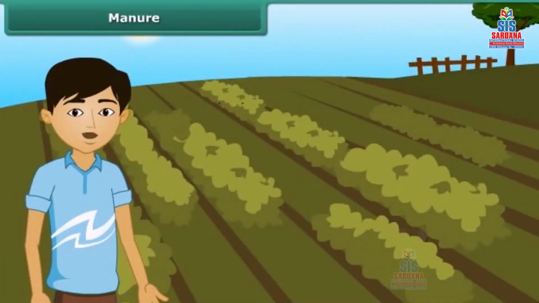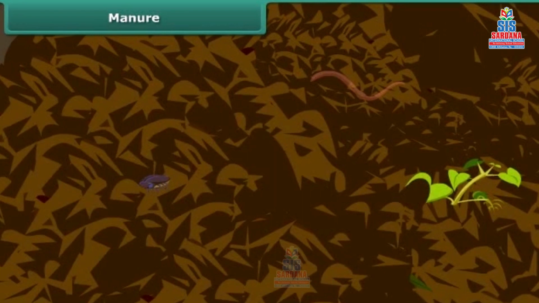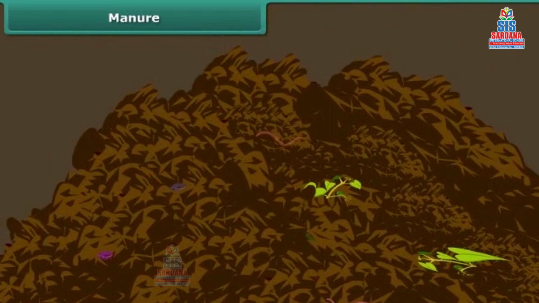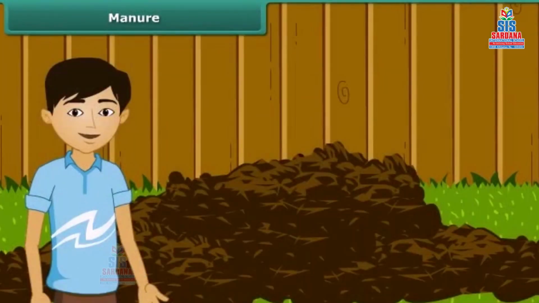Friends, now let us move on to the next topic of this module. I am sure you must have heard the term manure many a time. Do you know what it is? Okay, let us see. Manure is an organic substance obtained from the decomposition of plant and animal wastes. To make it, farmers dump plant and animal wastes in pits at open places where it is decomposed by microorganisms.